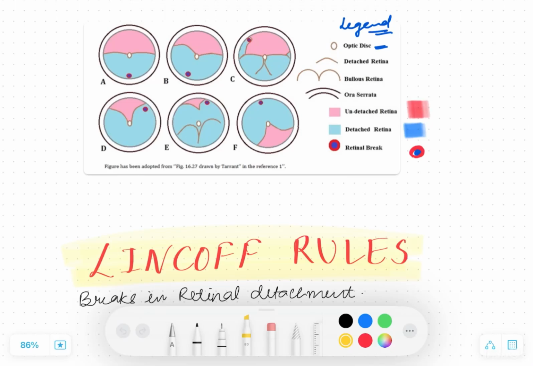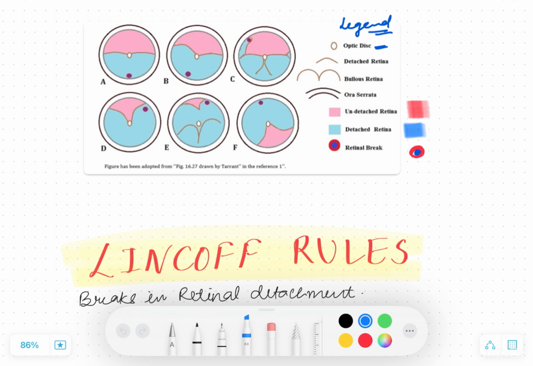Today we are going to study the Lincoff Rules, which are rules which help us identify the location of the primary breaks in cases of a retinal detachment. So first, we look at these six diagrams which have a diagrammatic representation, the retinal diagrams for the Lincoff Rules. We'll go through the legend first.